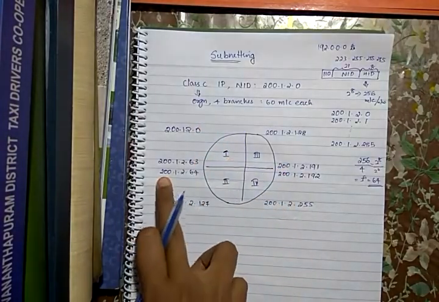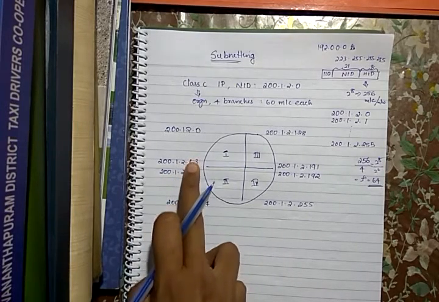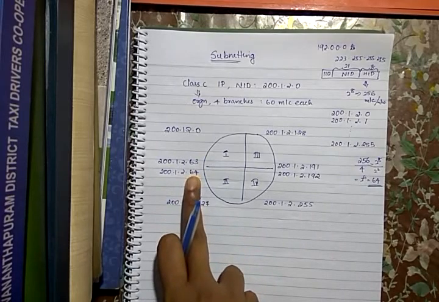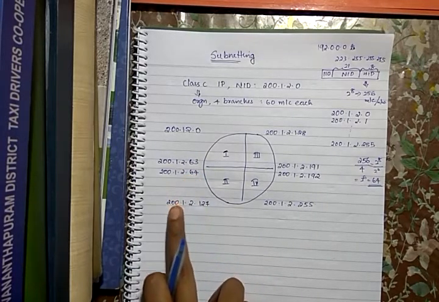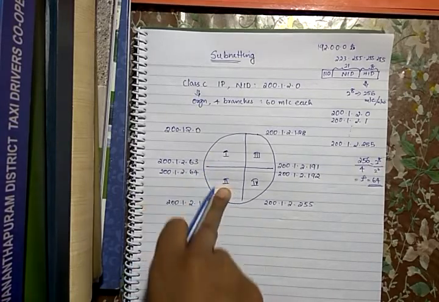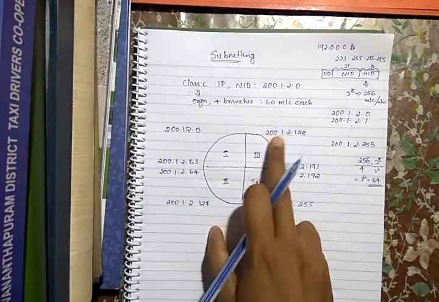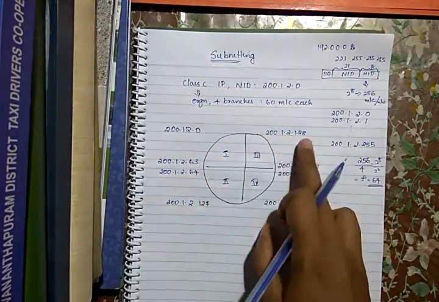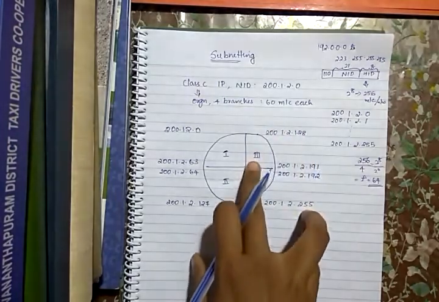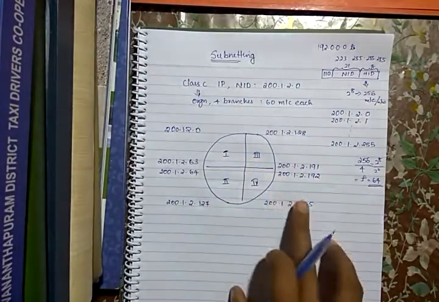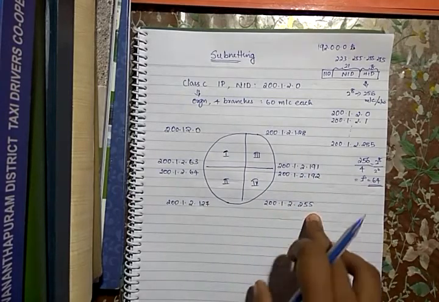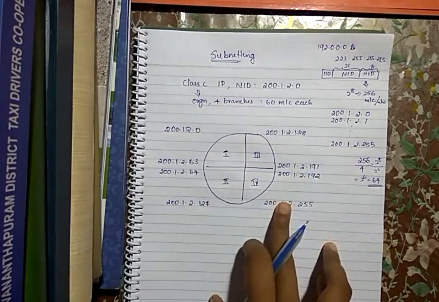After 200.1.2.63, the next one is 64, plus 64 is 128, so up to 200.1.2.127. This range will be given to the second branch. Then 128 to 191, this 64 combination, will be given to the third branch, and the last one, 200.1.2.192 to 255, this 64 combination is given to the fourth branch.